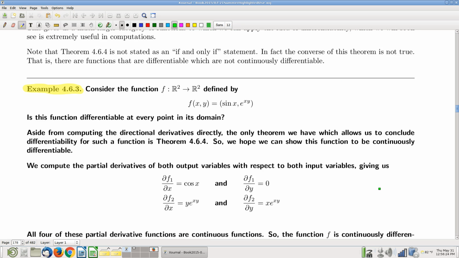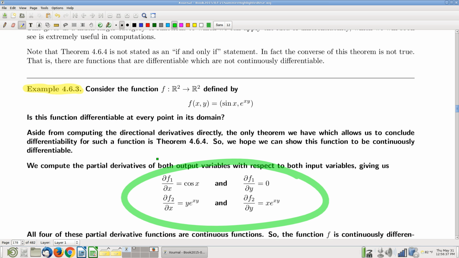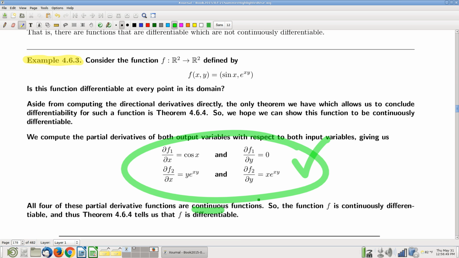Okay, so example. There's a function. Is this function differentiable, we ask? Don't bother looking at multivariable limits. Just compute the partials. There's the 4 partial derivatives. 2 output components with respect to 2 input components. At casual inspection, they are all continuous. And so this function is continuously differentiable and therefore differentiable. No multivariable limit required.